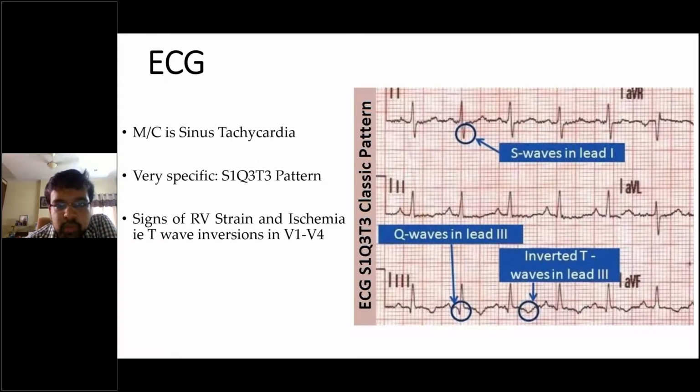अब इसमें अगर हम देखें तो RR interval is approximately 2.5 big boxes. So 300 divided by 2.5, approximately 120, is the ECG की heart rate है. So yes, there is sinus tachycardia in this ECG.